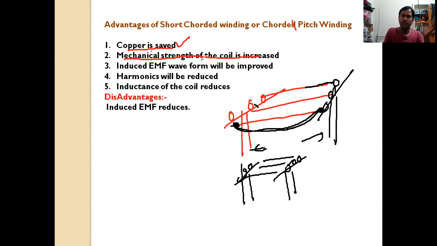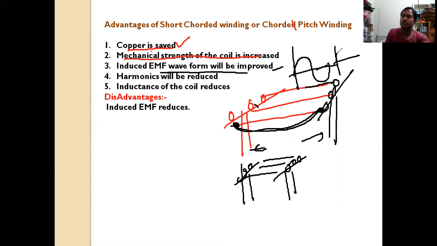That's why with short pitch winding the mechanical strength will be more, and the induced EMF waveform is improved. Actually we need to get a sinusoidal waveform, but in the presence of harmonics the induced EMF is not a pure sinusoidal waveform. The purity of the sinusoidal waveform will be improved with short pitch winding, because we are eliminating the seventh, fifth, or ninth harmonic, whatever it may be. By eliminating these, we can get an approximately pure waveform, so we can call that an improved waveform. So harmonics will be reduced, which I already discussed.